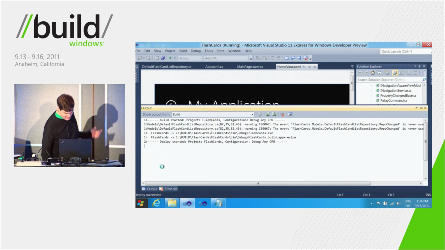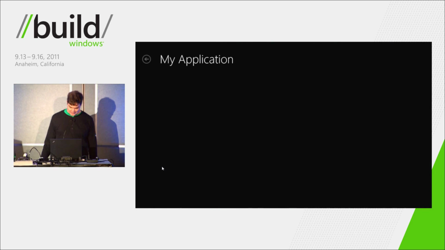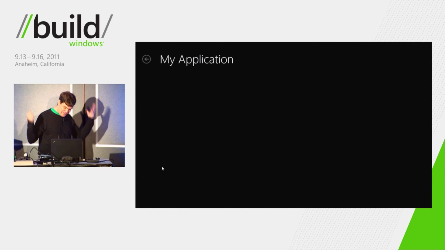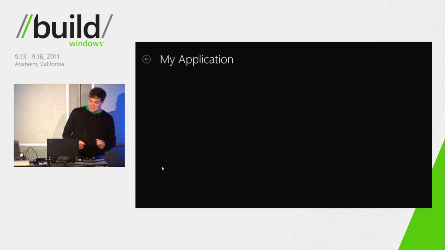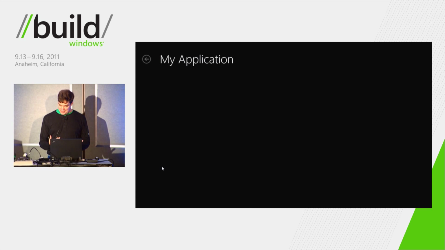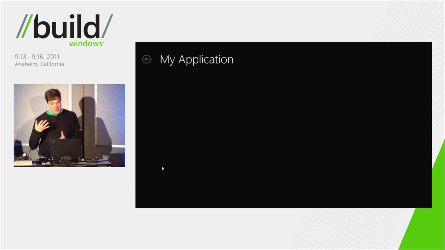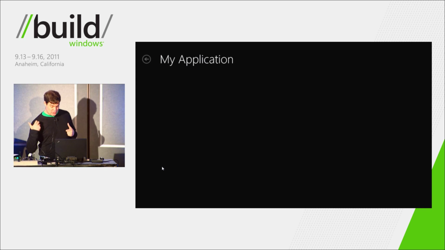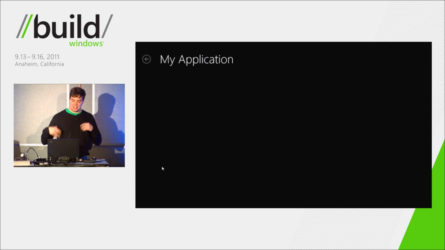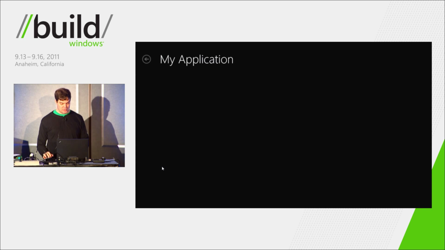Running it again. And yay, we see our application title, the template. We don't see any content because the view model connector is hooking up our views to our view models, but we haven't done the binding correctly. So that's what we're going to do next.